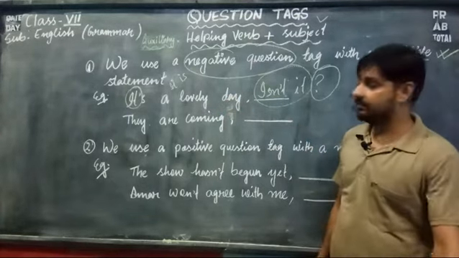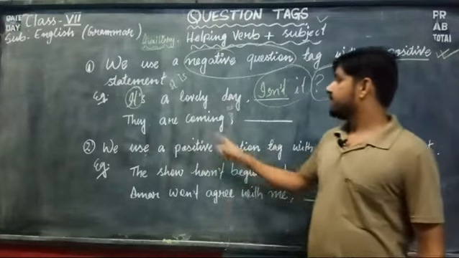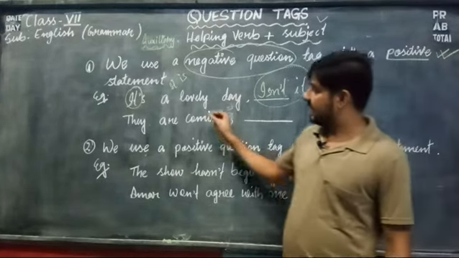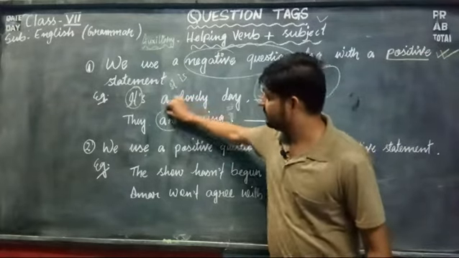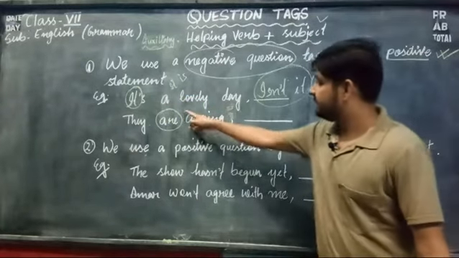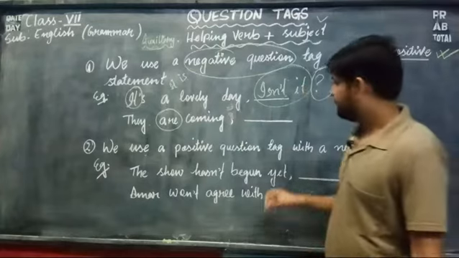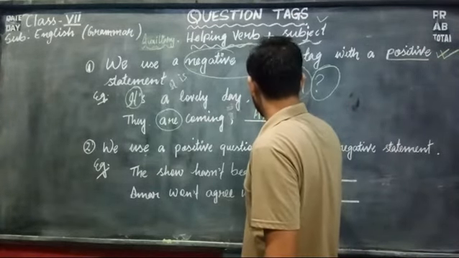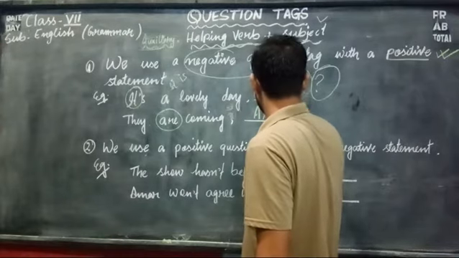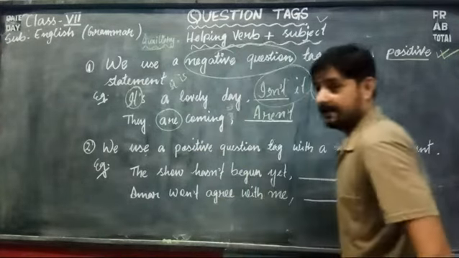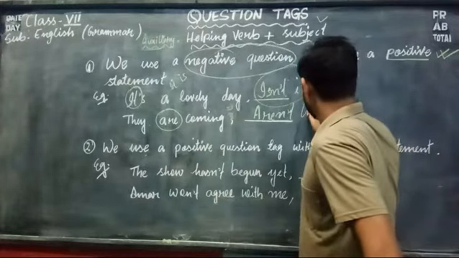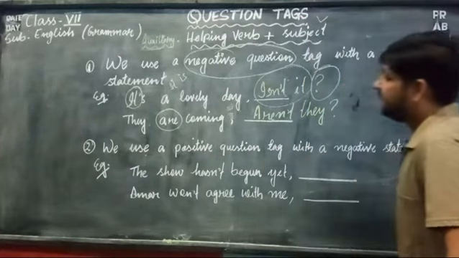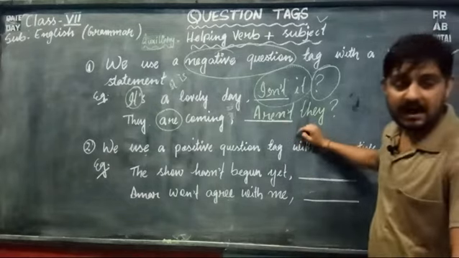Again, take another example: they are coming. Take the helping verb. What is the helping verb? Are is the helping verb. So you write here, aren't they? They are coming, aren't they?